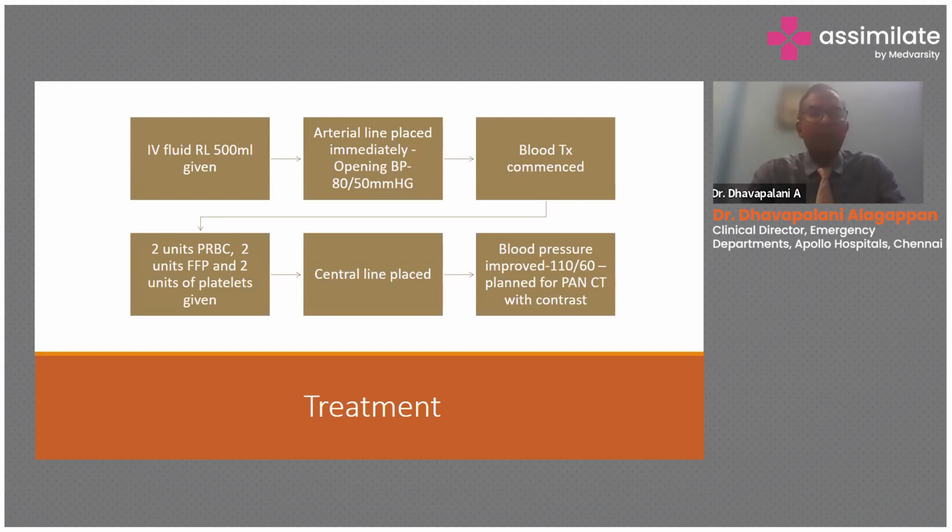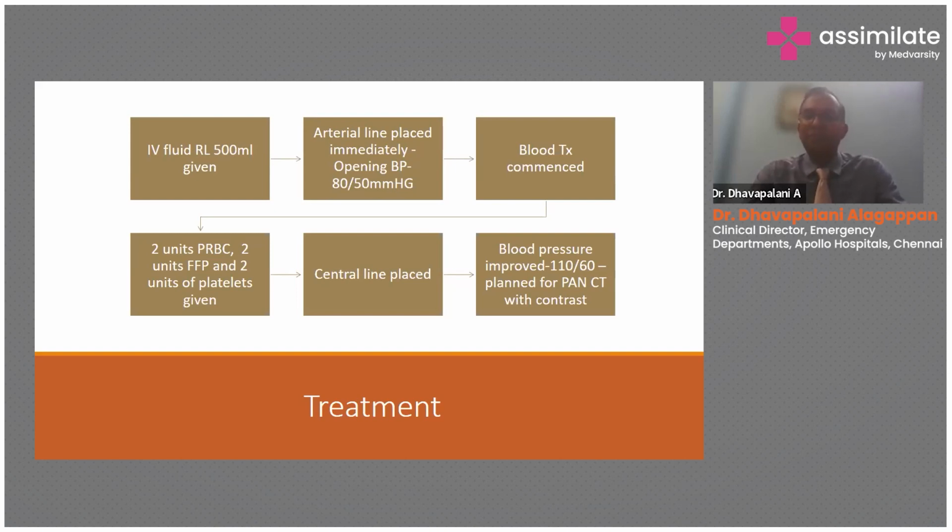In case you are wondering why, remember, any blood loss should be treated only with blood and blood products. You do not give fluids. Fluids are harmful, detrimental. But as a time buying measure, for them to give you type specific blood might take up to half an hour. For that reason, this guy was given 500 mils as a stopgap. He had an art line which showed an 80/50 opening blood pressure.